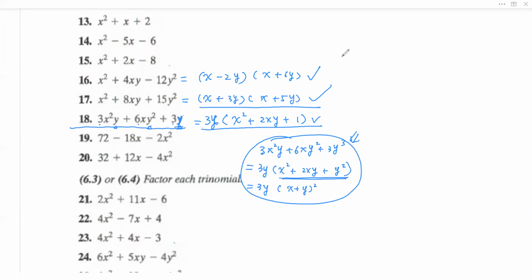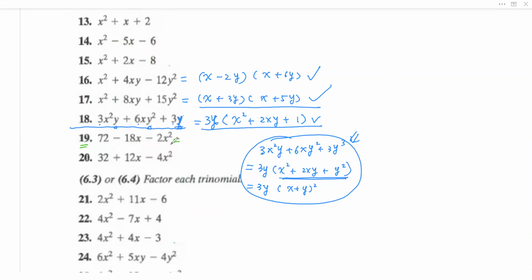Number 19. Jeffrey, can you read your answer for 19? Did you guys factor 19? Jeffrey, are you there? Unmute yourself. Maybe we cannot hear you. Jeffrey, are you there? No. Let's do it by ourselves here.